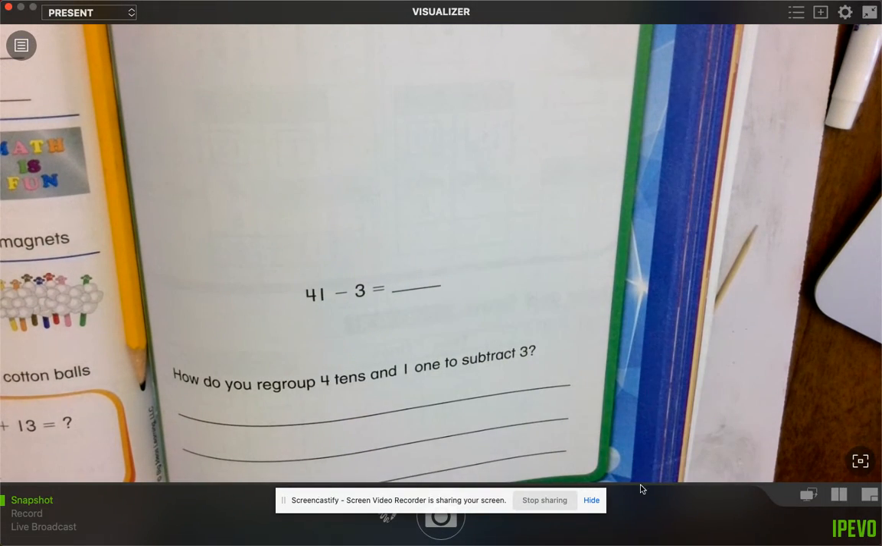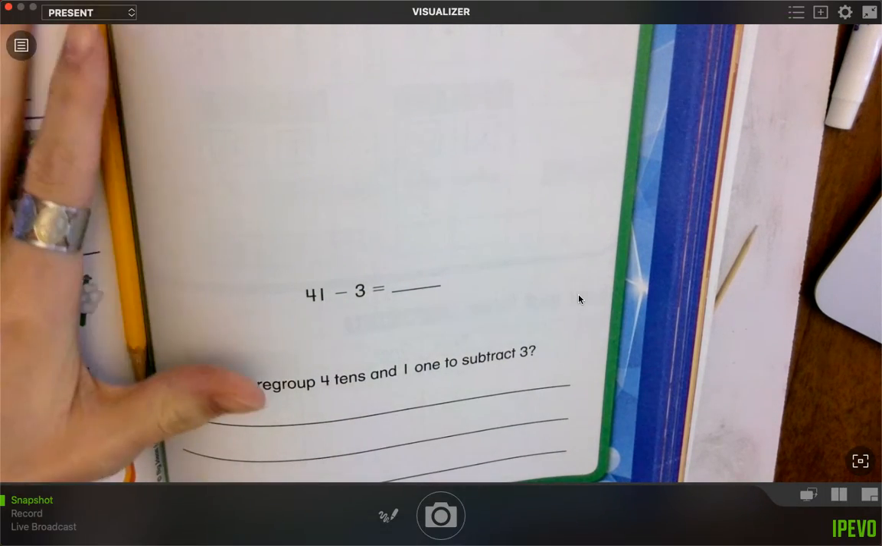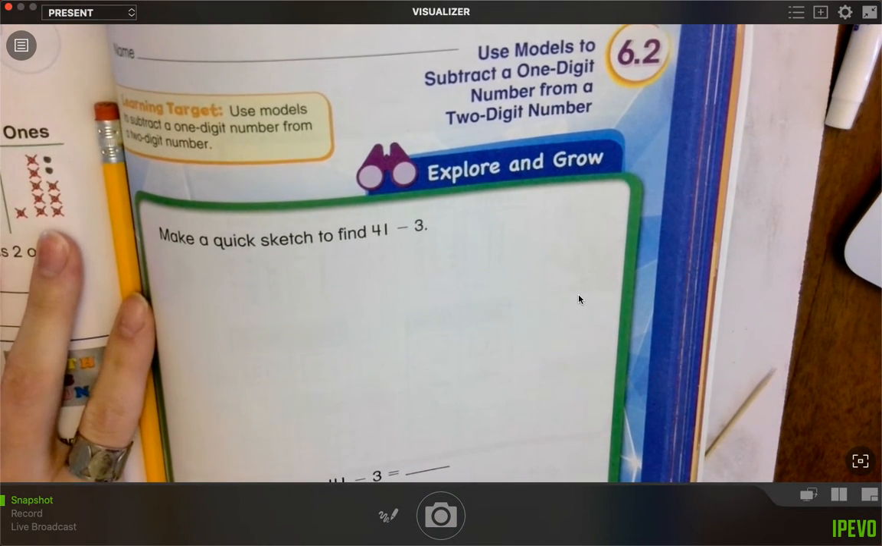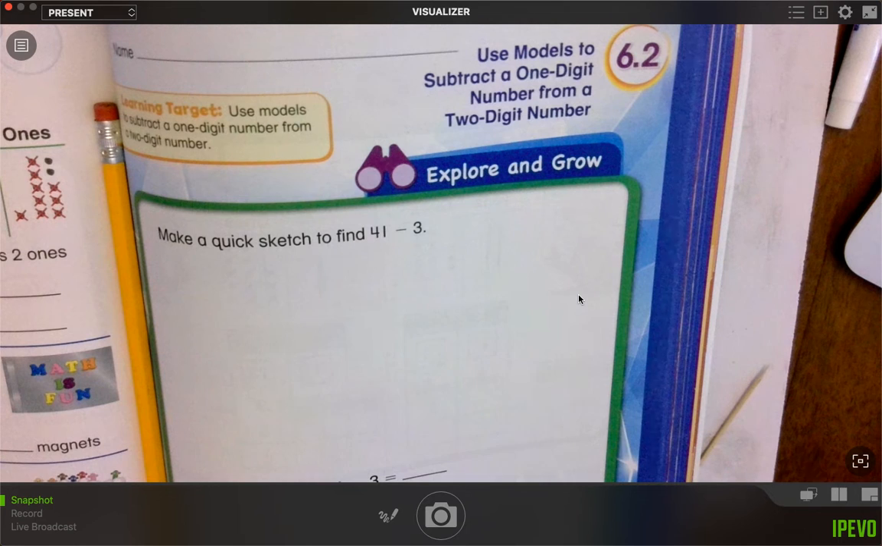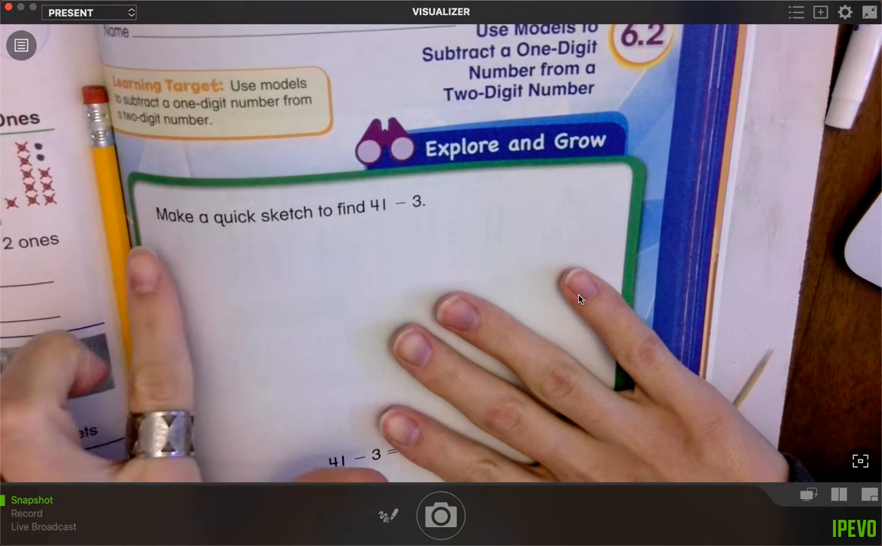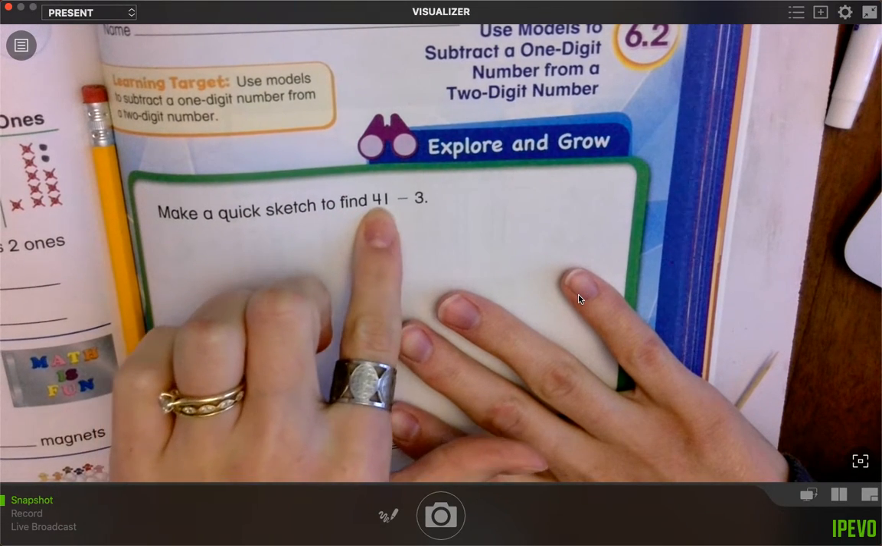Hi, second grade. Okay, we are going to do lesson 6.2. This is use models to subtract a one-digit number from a two-digit number. This is very similar to yesterday's lesson. It says make a quick sketch to find 41 minus 3.